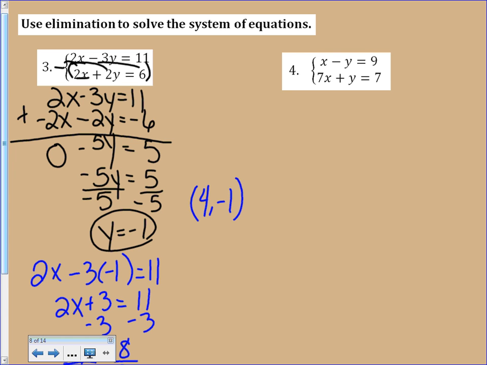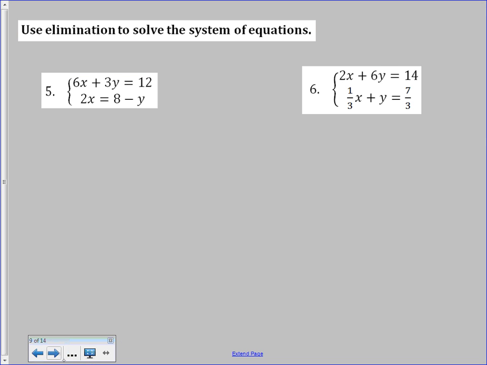Take a look at number 4. Ask yourself, is it in standard form? It is. And actually, we already have same coefficients that are opposite. You can see that on there. So really, you can go straight ahead and you can add these two together and those y's will eliminate. So I want you to pause the video and practice this one on your own right now. Again, you can go straight to adding them together because you already have those coefficients that are the same and opposite.